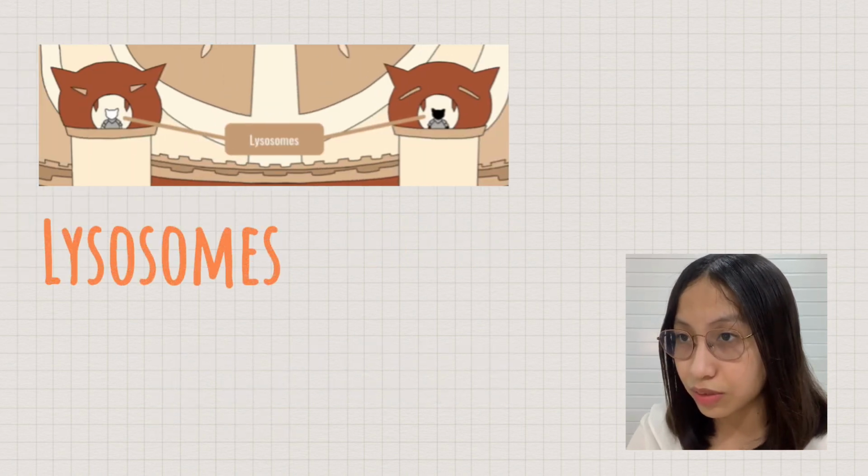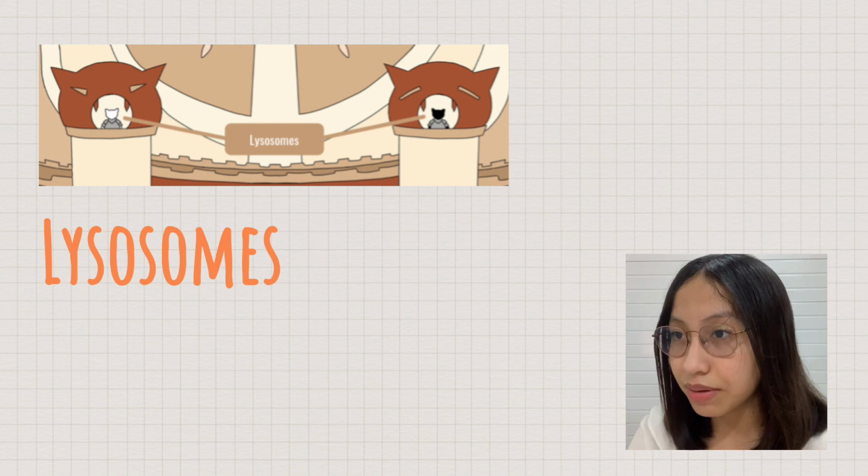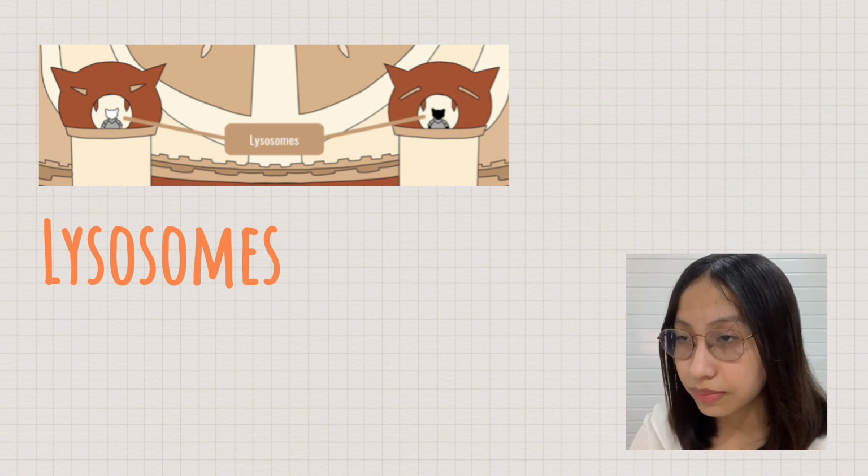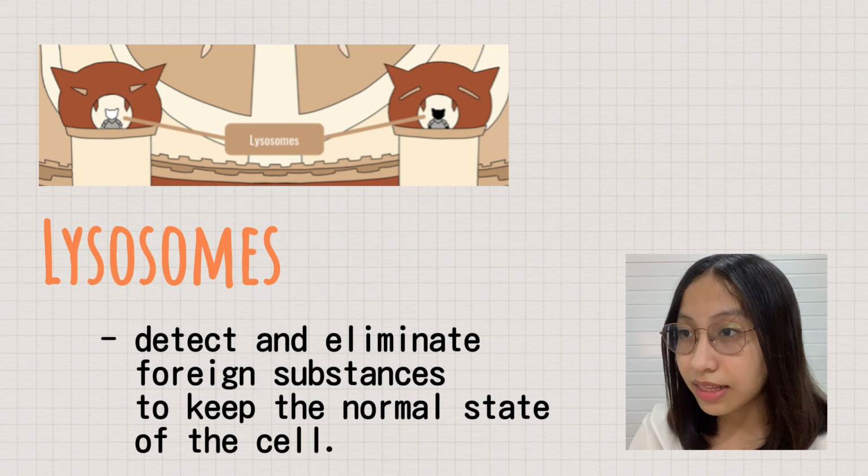Lastly, the lysosomes. The chitinite resemble the lysosomes. The knights are responsible for facing unknown visitors to maintain the safety of the kingdom. Similarly, the lysosomes detect and eliminate foreign substances to keep the normal state of the cell.